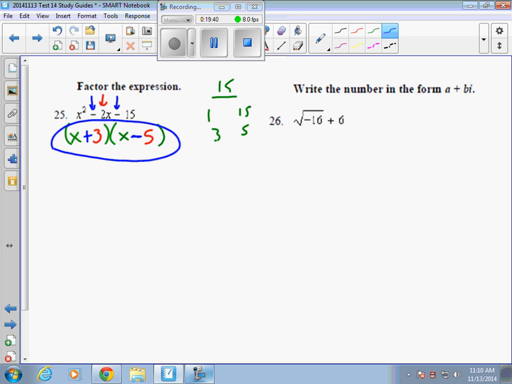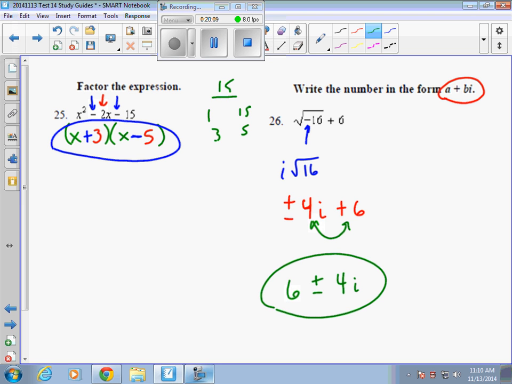The square root of negative 16 plus 6. Remember, make it say a plus bi. In order to take this out, you have to multiply it by i. So the square root of 16 is both 4 and negative 4, so plus or minus 4 times i plus 6. And in order to make it say a plus bi, just reorder these two to make it say 6 plus or minus 4i.